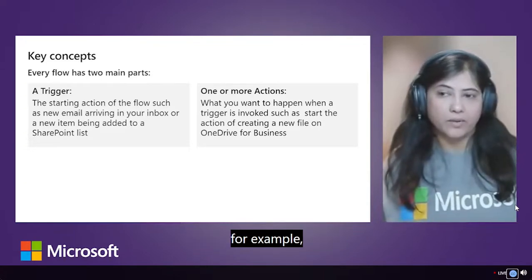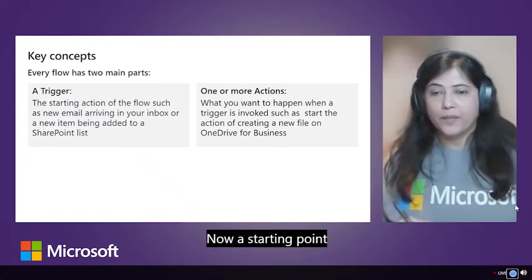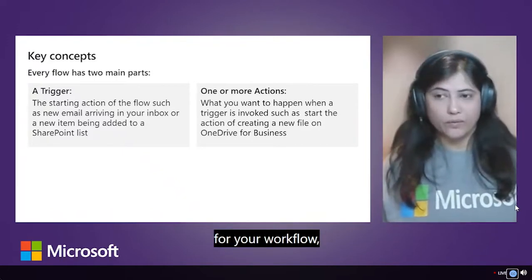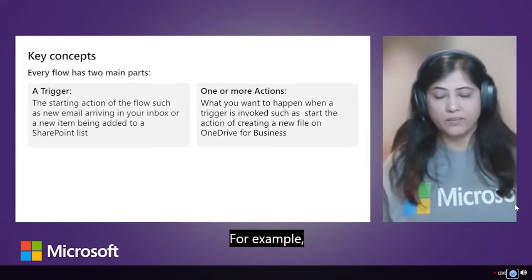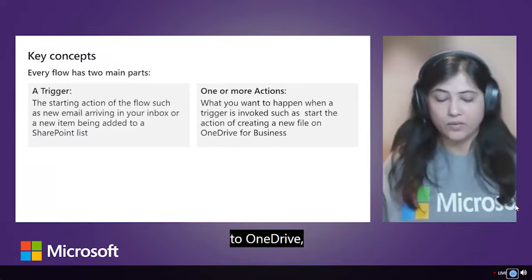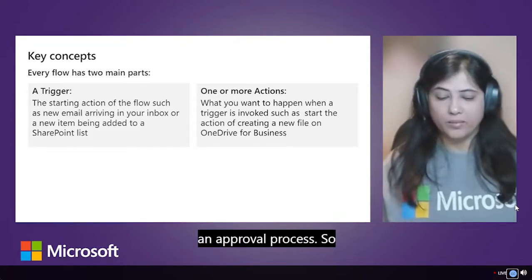For example, when a new email arrives, that's your trigger. Now that's a starting point for your workflow. Then a series of actions will take place. For example, maybe you want to move the attachment to OneDrive, you want to notify a user, or you want to create an approval process.